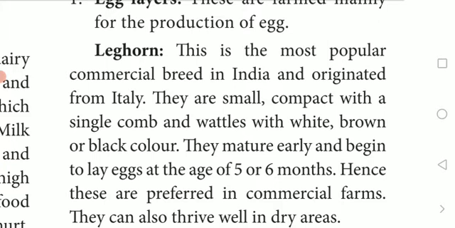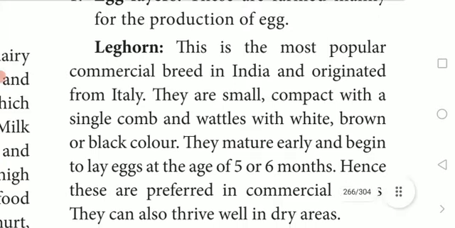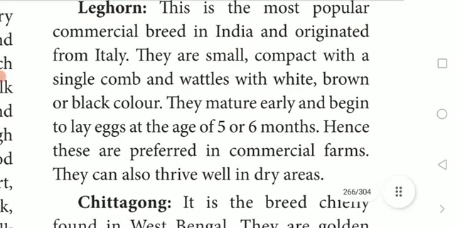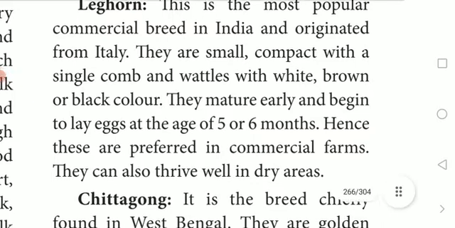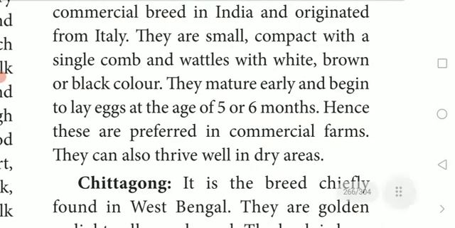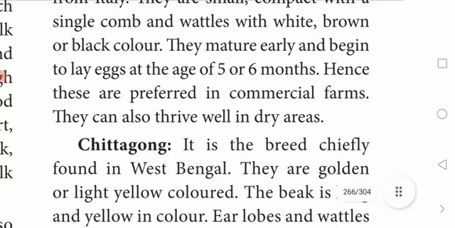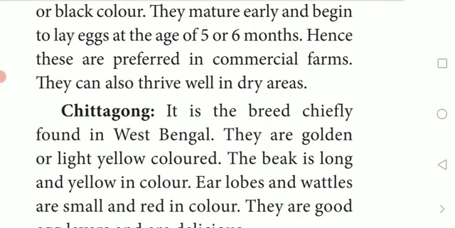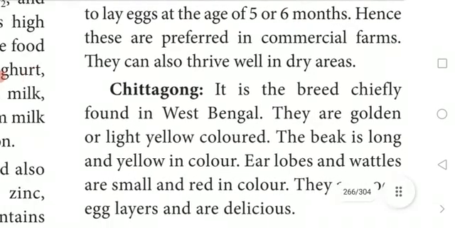and wattles, with white, brown or black color. Comb means the part on the top of the head, and wattle means the part below the beak. They mature early and begin to lay at the age of 5 to 6 months. Hence, these are preferred in commercial farms. They can also thrive well in dry areas.